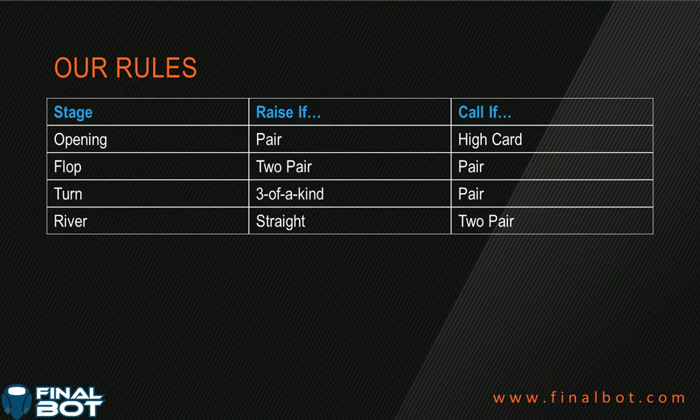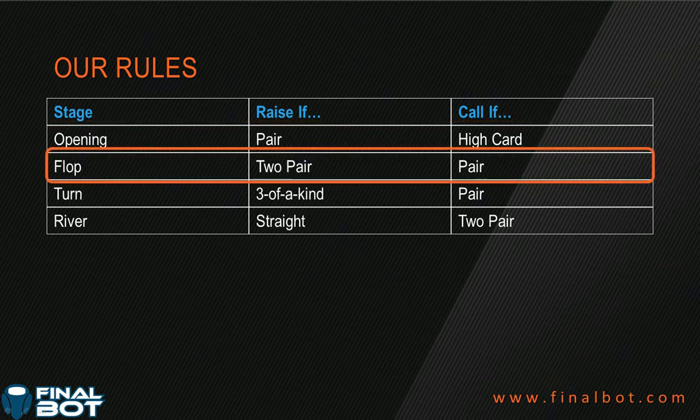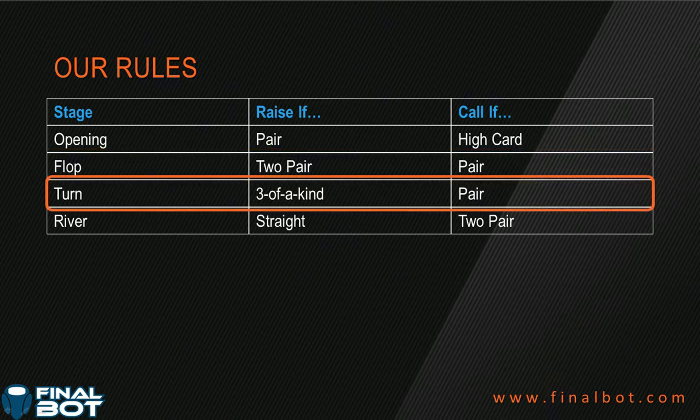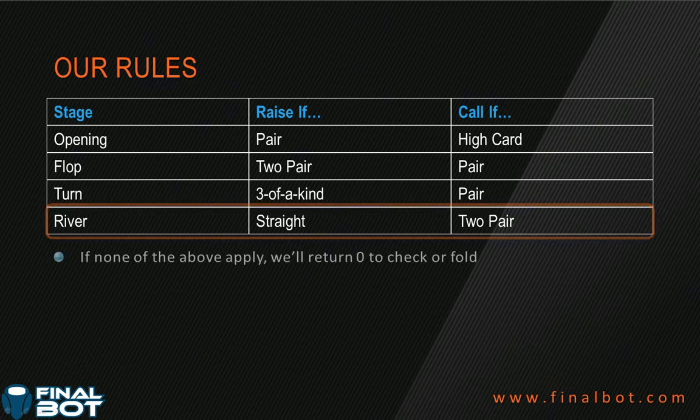So in this case, the rules our bot's going to follow are very simple. The first thing is, in the opening stage, if we have a pair, we're going to raise. Otherwise, we'll end up calling. For the flop, we'll raise if we have a two pair, and we'll call if we have just a pair. In the turn, we'll raise on a three of a kind, and we'll call if we have at least a pair. And on the river, we'll raise if we have a straight or better, and then finally, if we have two pair, we'll call. Now, if none of the above apply, we're simply going to return 0 chips, which will result in a check or a fold, depending on the current call value.